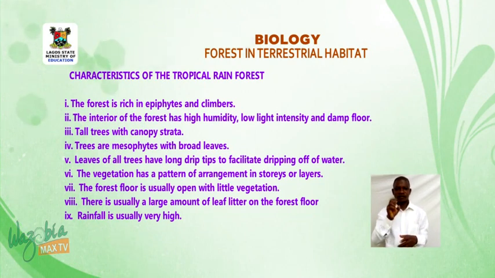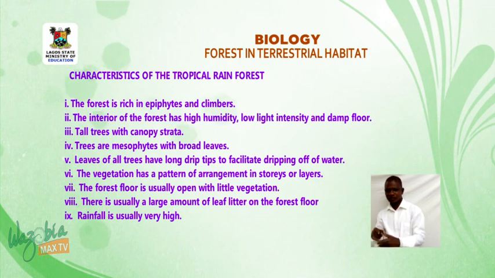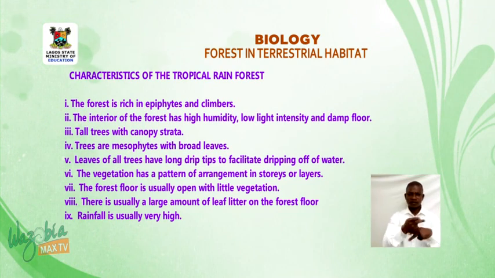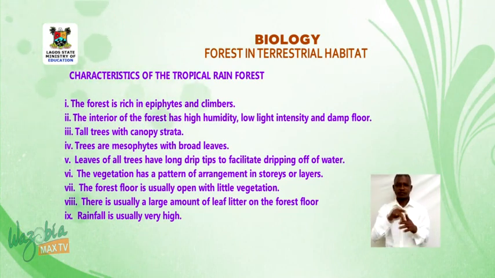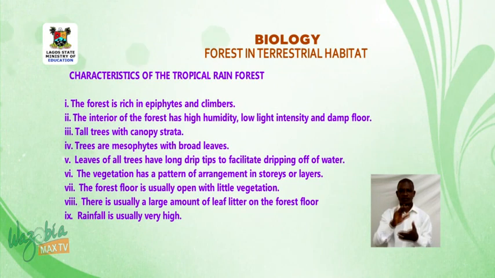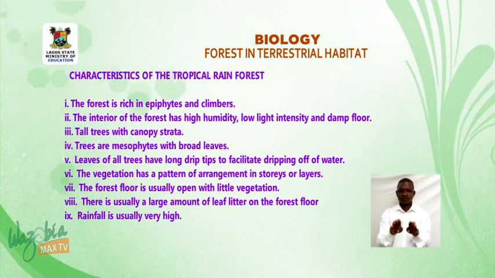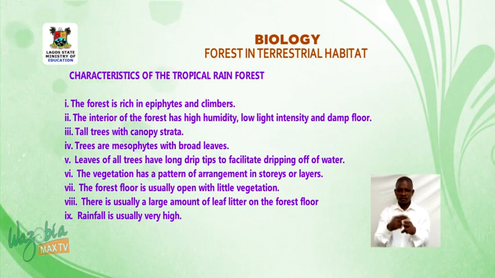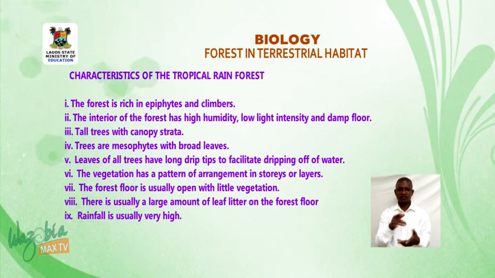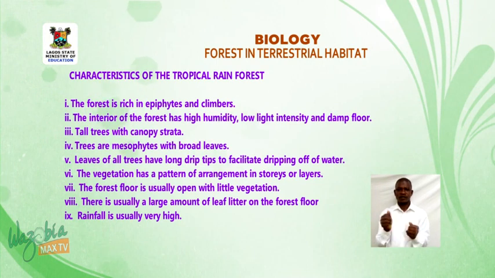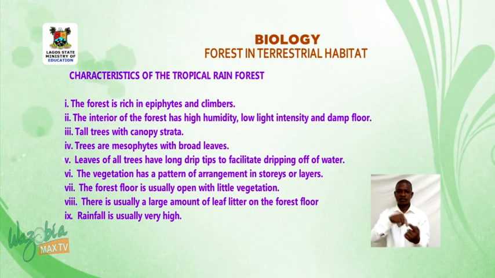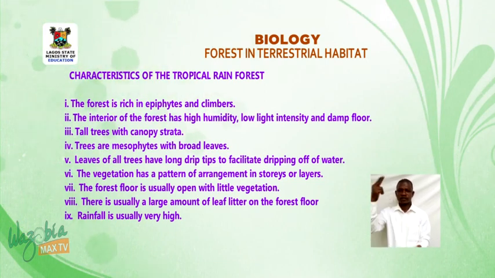Then, 6. The vegetation has a pattern of arrangement in stories or layers. When you are looking at the forest, the arrangement there is just like layers or stories, one layer after the other. 7. The forest floor is usually open with little vegetation. Then 8. There is usually a large amount of leaf litter. When you look at the floor of the forest, it's filled with leaf litter. And 9. Rainfall is usually very high.